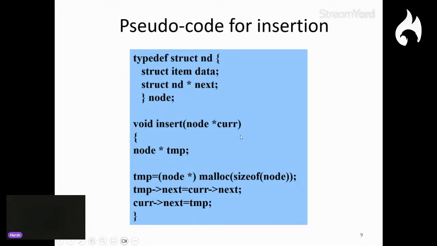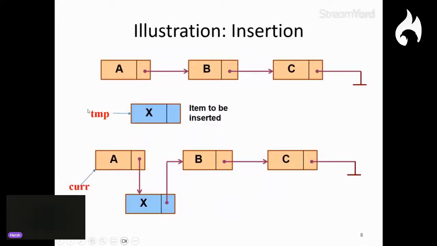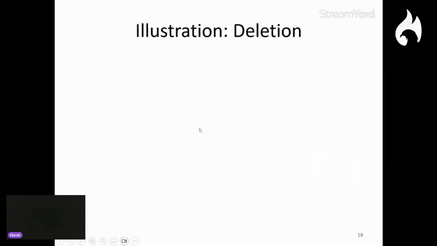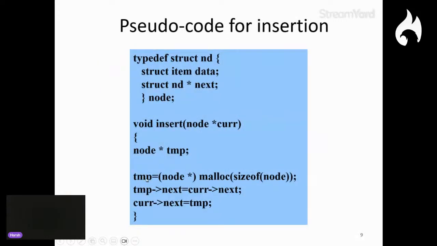So for the insertion, we will be needing our current element like the head, and the temporary value which we will be inserting. For now for us it is X. So we will be allocating memory to the temp, and this is basically the memory allocation of the new node which we want to insert. And temp next is current next, and current next is temp.